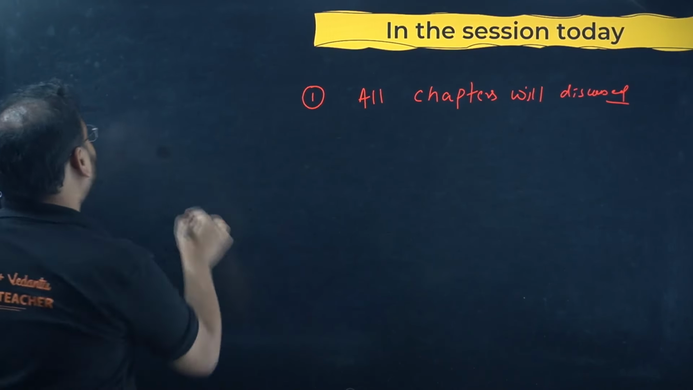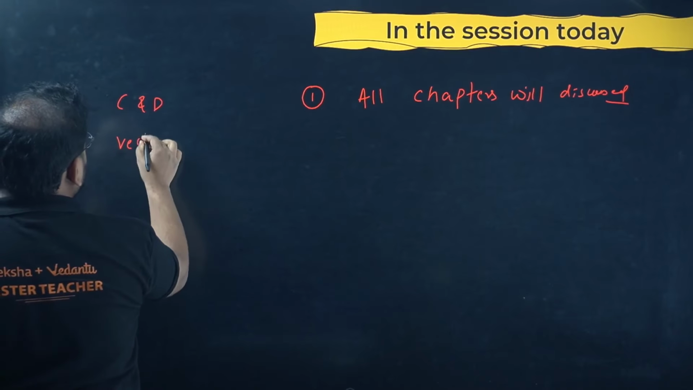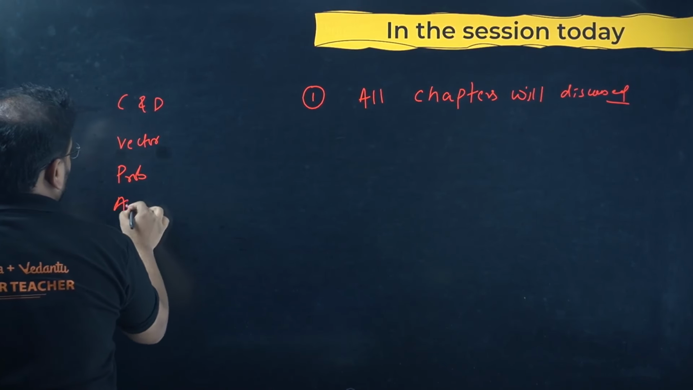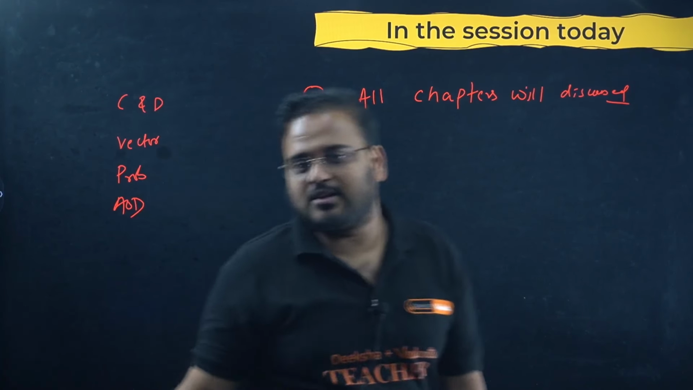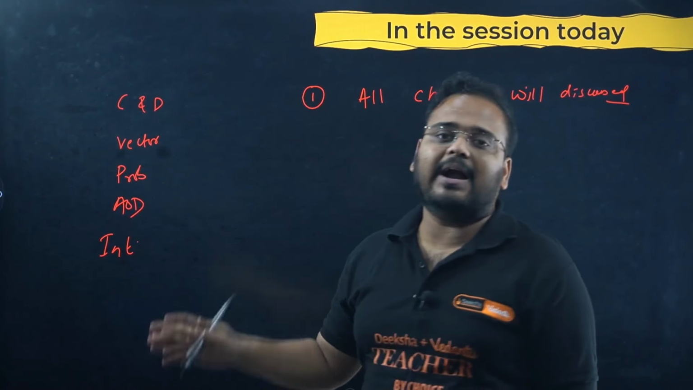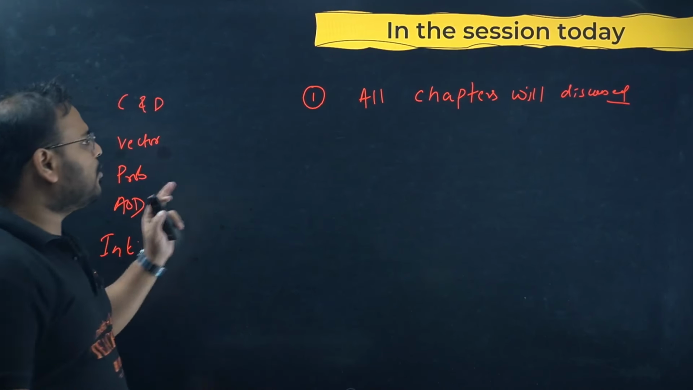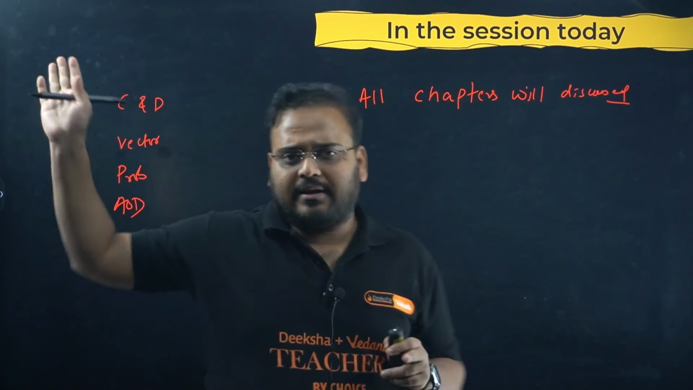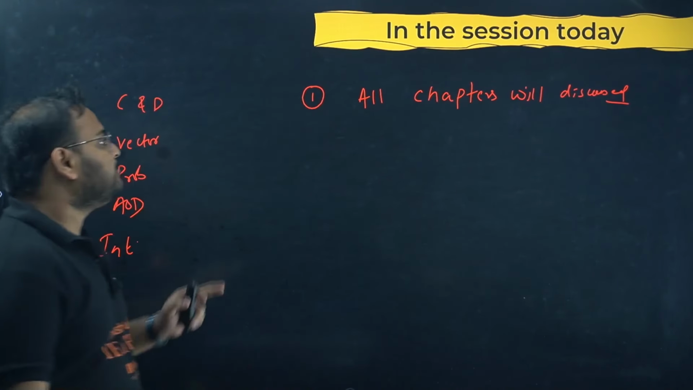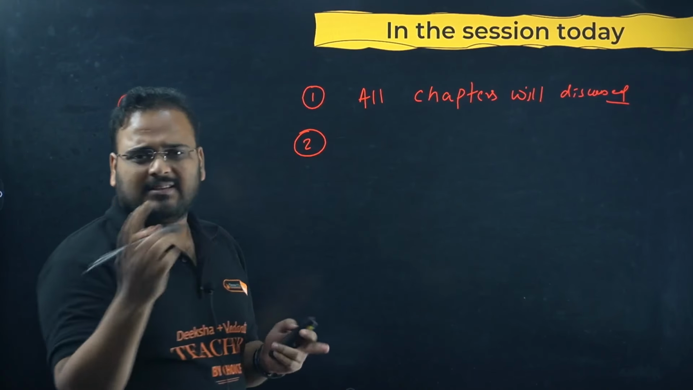Priority should be given to your C and D, your vectors, probability, and AOD. Alongside, the integrals also, of course, with the 2 marks. These are the priority questions, very important. ITF questions are very simple, I'll show you that as well, so don't worry about ITF. Here's the preference order for your MCQs of 1 mark. Next, I'm going to cover all the chapters except AOI, because from AOI there are no MCQs.